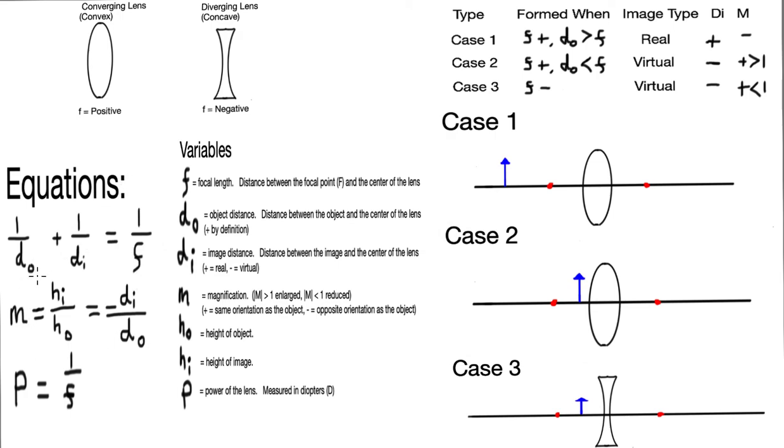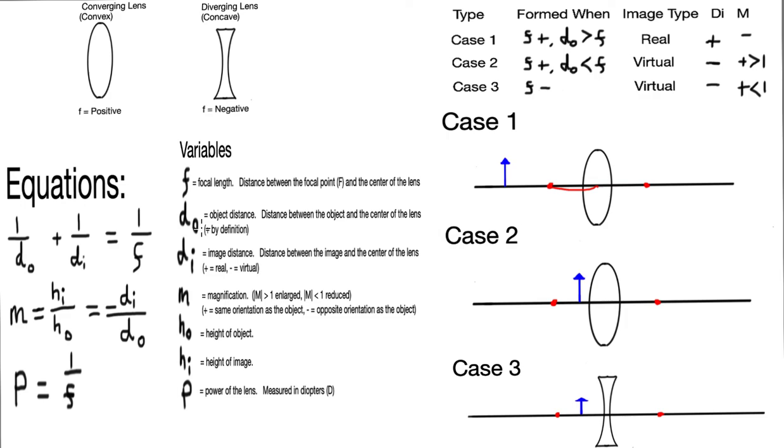There are three equations, on the left of the screen, that we will be using with our lenses. 1 divided by the object distance plus 1 divided by the image distance equals 1 divided by the focal length. The F stands for focal length, and it's the distance between the focal point and the center of the lens. If you look at case 1, the focal length is between the focal point, this red dot, and the center. So if we draw that, the focal length would be this part right here.